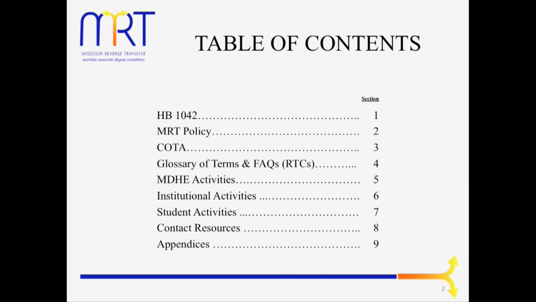This handbook can be found on your institution's Reverse Transfer webpage and at the Missouri Department of Higher Education's homepage as well. As you can see, the handbook is divided into 9 sections. It is updated electronically as needed, so while it is nice to have a hard copy handy, be aware that changes do occur. The sections are also organized in 2 bigger clusters: the background, sections 1, 2, and 3, and nuts and bolts, sections 4 through 9.